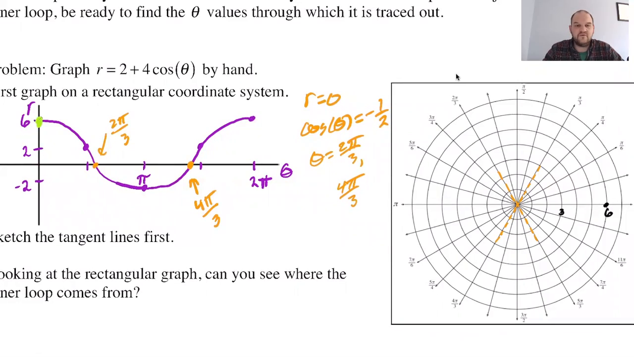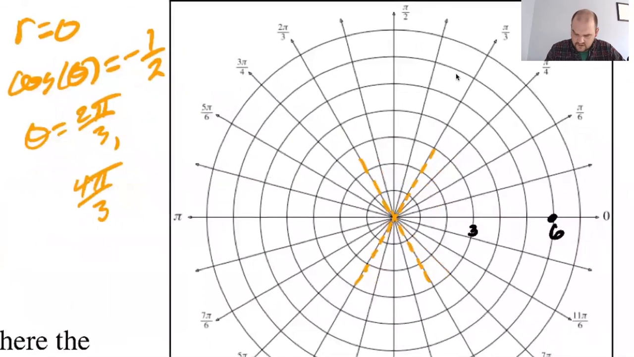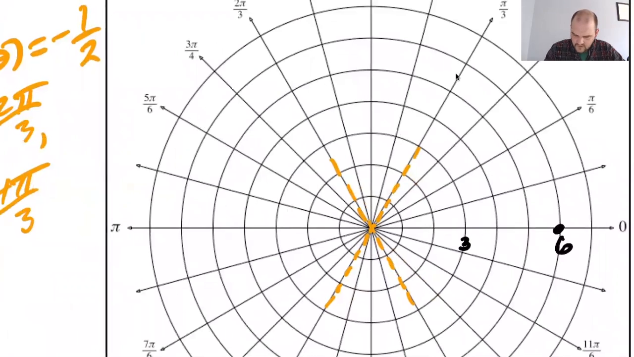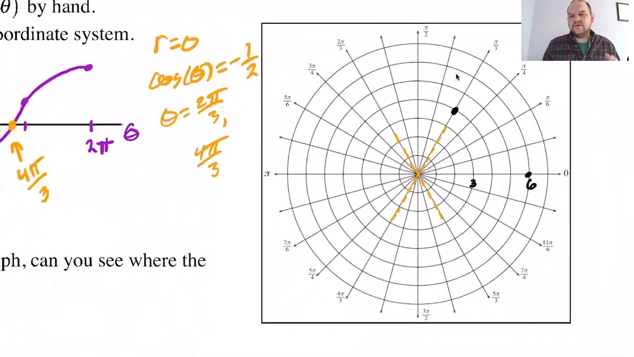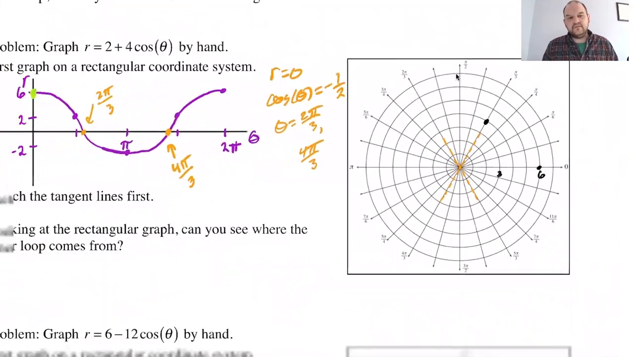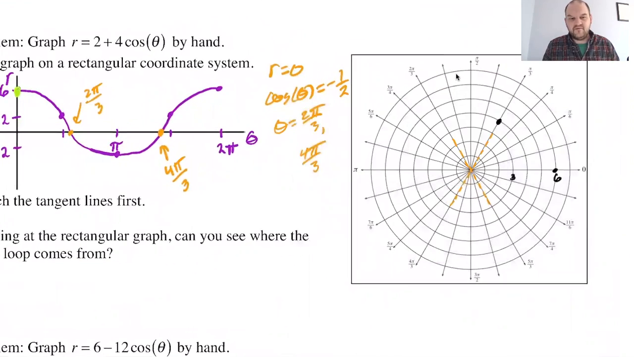So if I take pi over 3 and I sub it in, I'll get 2 plus 4 times the cosine of pi over 3, which is 1/2. So I get 2 plus 4 times 1/2, so 2 plus 2, so I get 4. So what I'm going to do is go up here and plot, I think there. Let me count that. 1, 2, 3, 4. Yes, that's good. So these points, you don't really need them. It's just better if you have them, I guess.